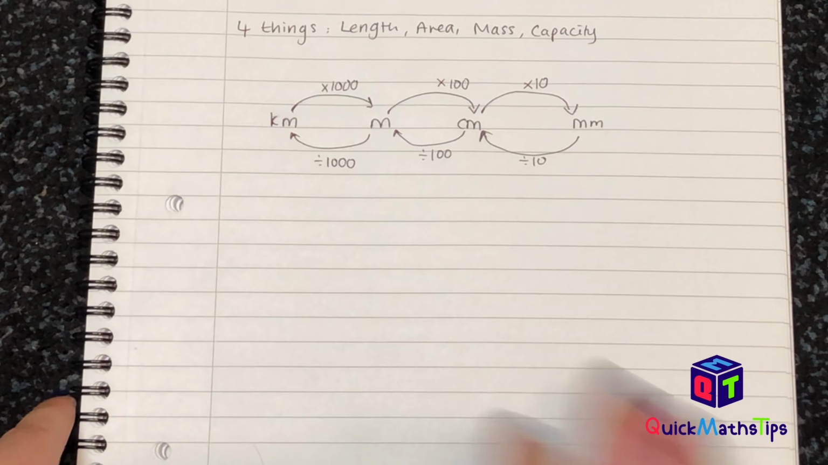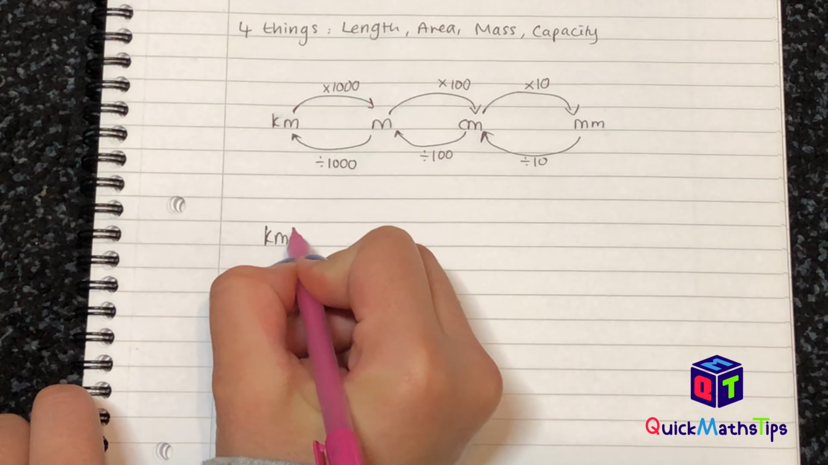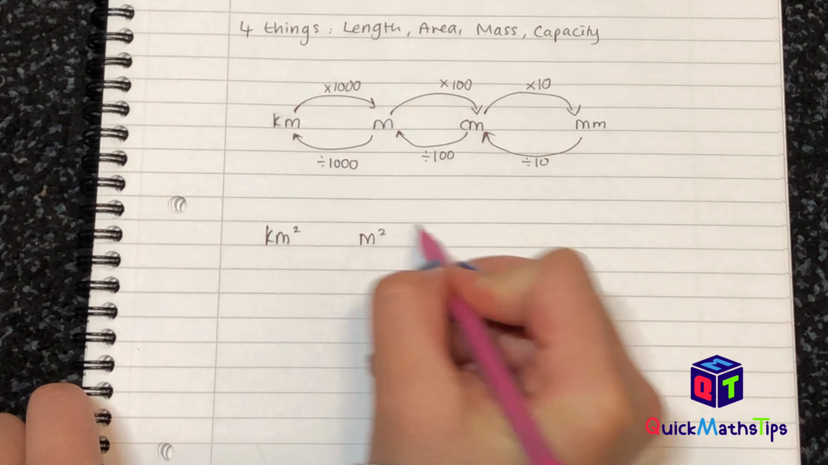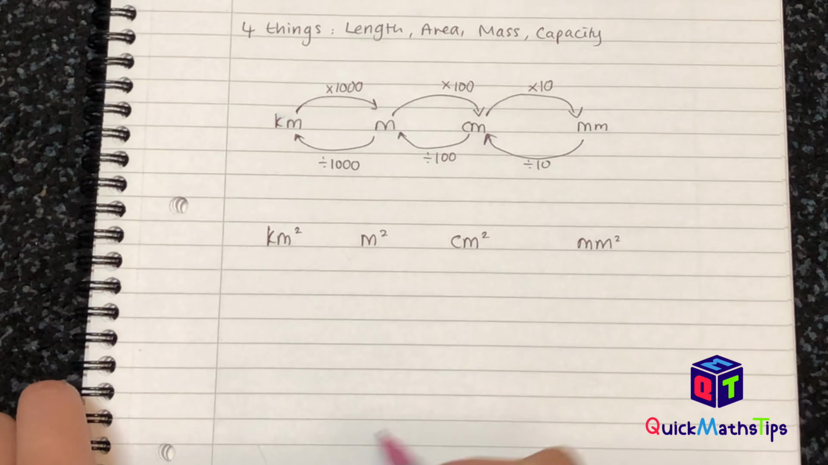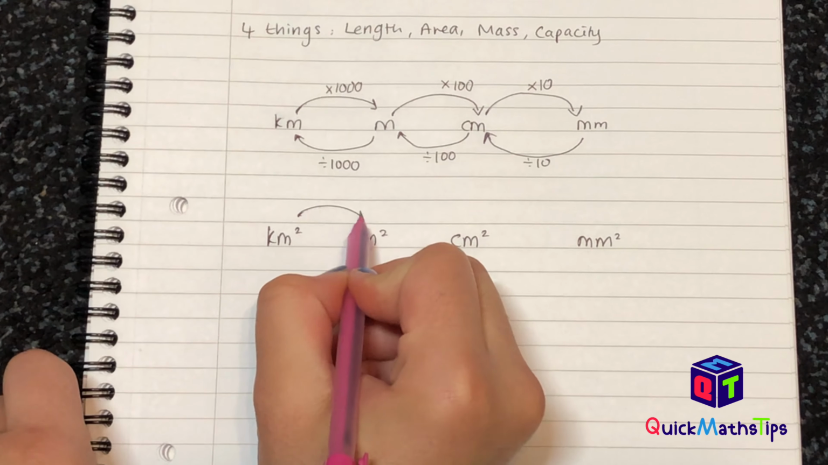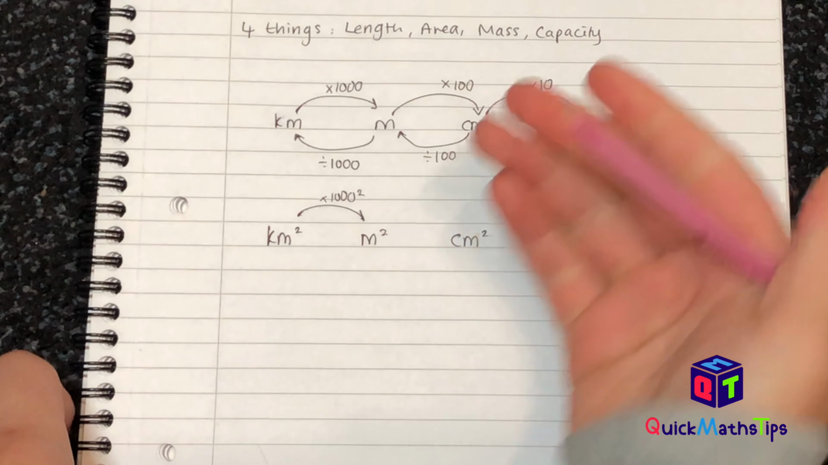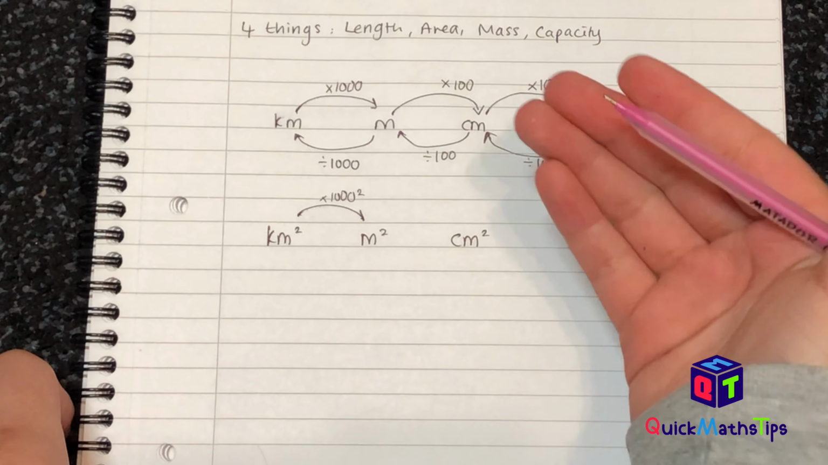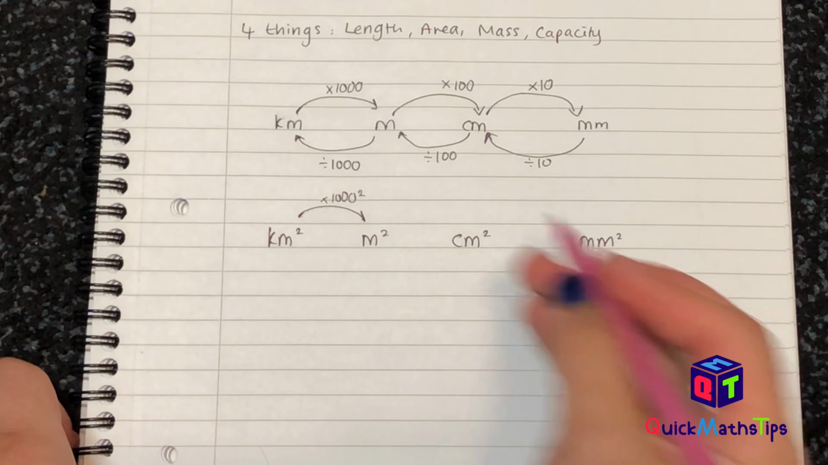Okay, so for area, again, we've got the same units, just a little bit different. So we've got kilometers squared, meters squared, centimeters squared, and millimeters squared. Now to get from kilometers squared to meters squared, you multiply by 1,000 squared. Okay, so everything's similar. However, for area, everything is squared. The difference between length and area is that it's always squared.